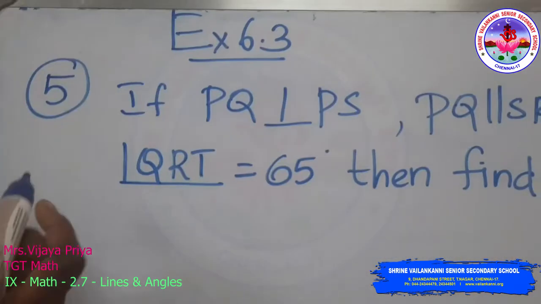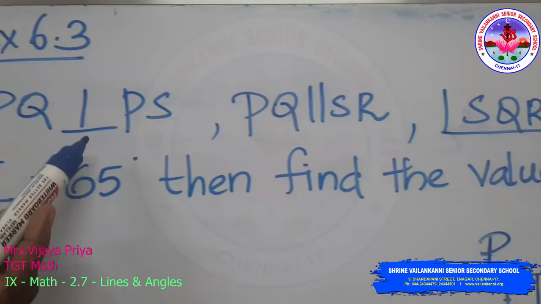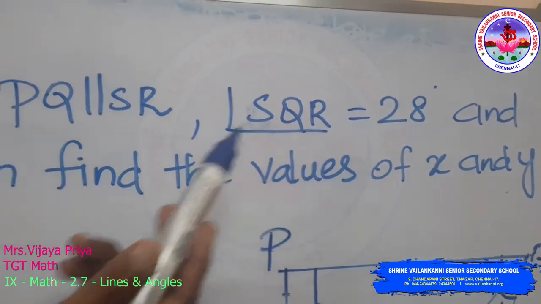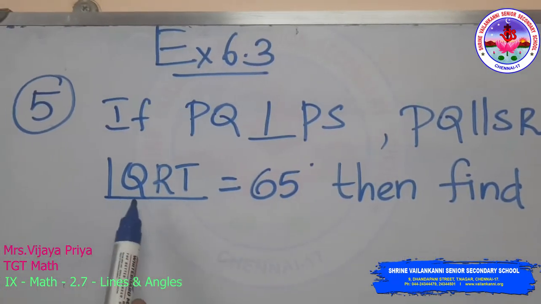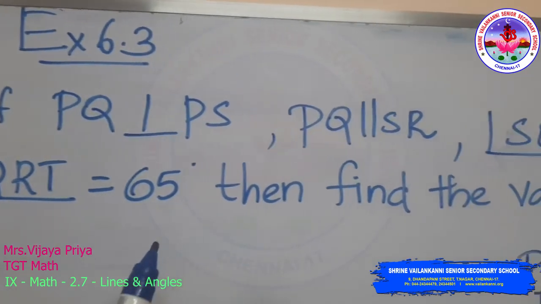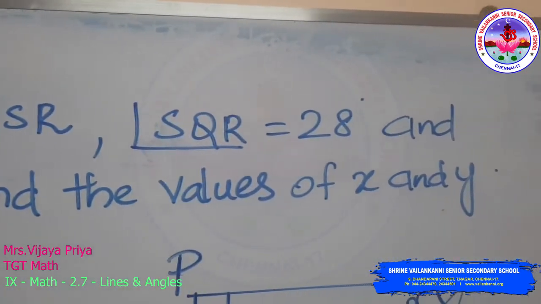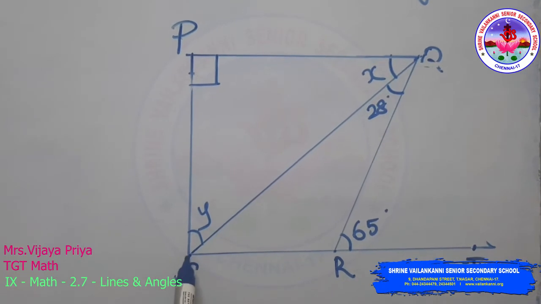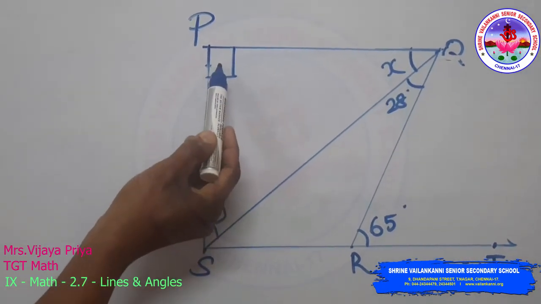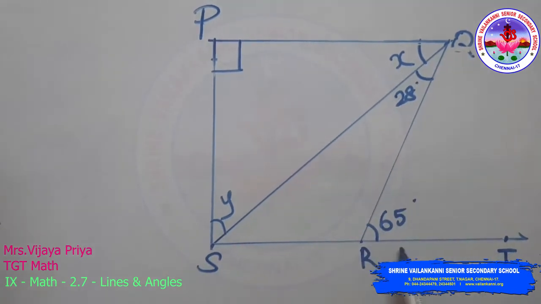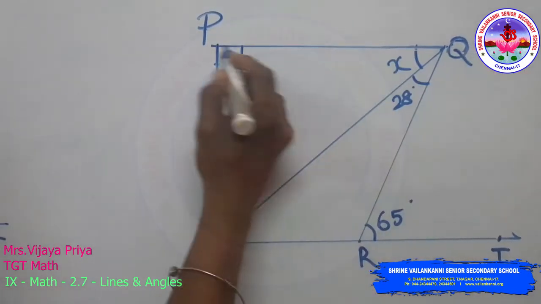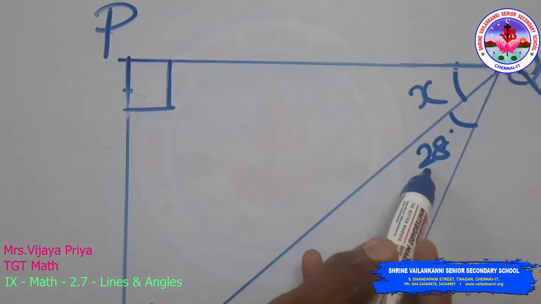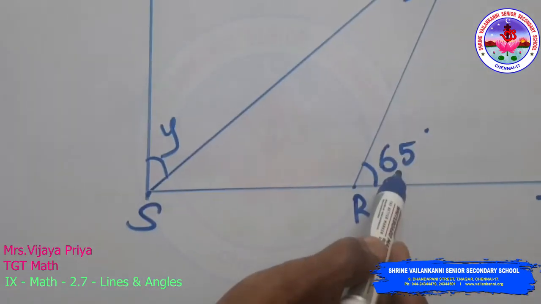Hence I got the answer. Fifth problem: if PQ is perpendicular to PS and PQ is parallel to SR, angle SQR is equal to 28 and angle QRT is equal to 65 degrees, then find the values of X and Y. In the figure, he has given that PQ is perpendicular to PS, which means it subtends an angle of 90 degrees, and PQ is parallel to SR. He has given the angle SQR as 28 and QRT is equal to 65.